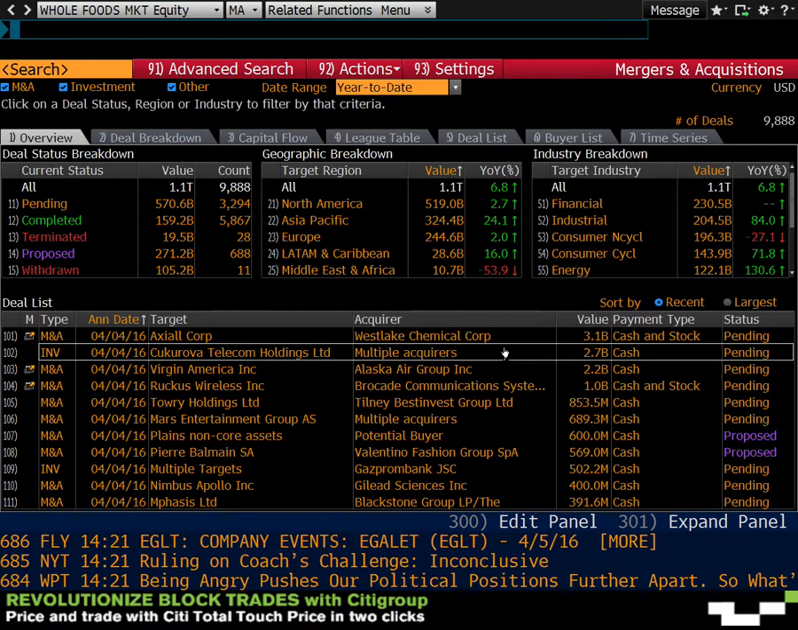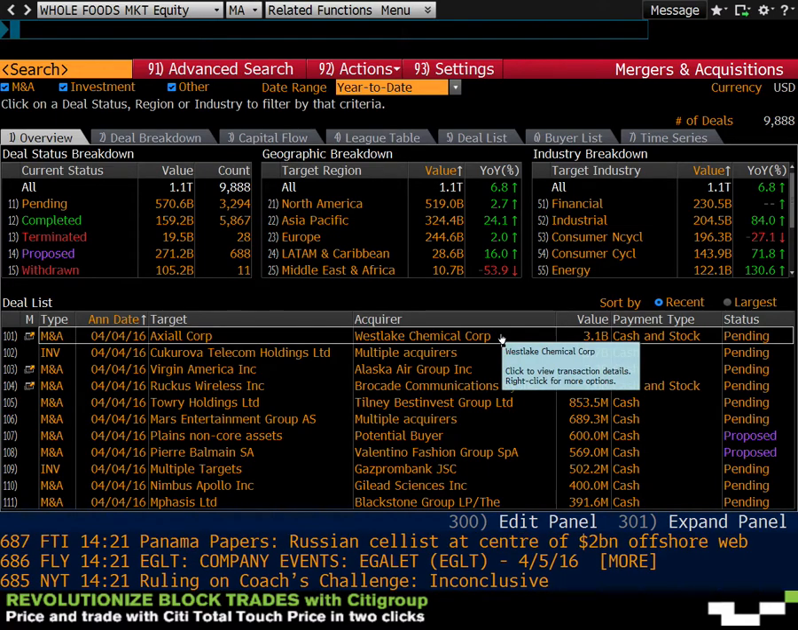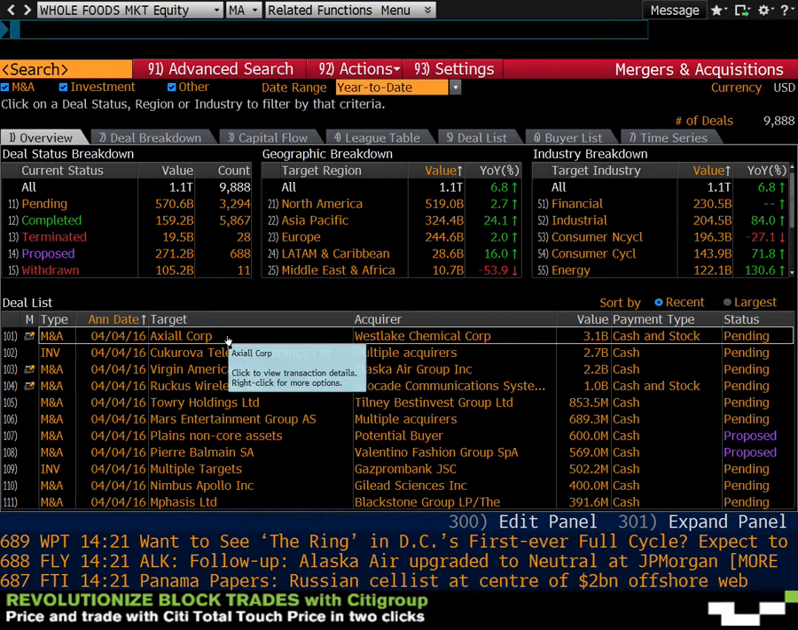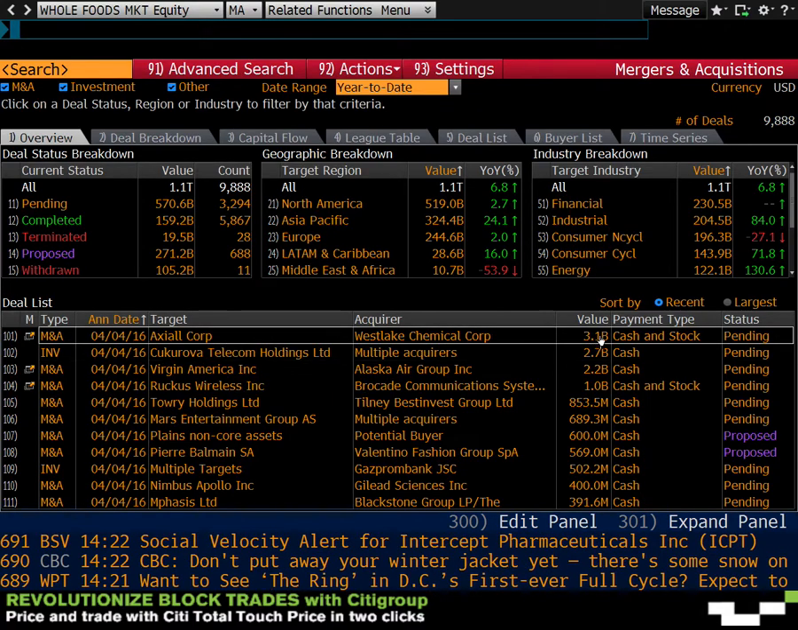So Westlake, is somebody Westlake in this room? There you go. You just bought a company called Axel Corp today. So there was an acquisition that was announced. And it's a $3.1 billion cash and stock deal.